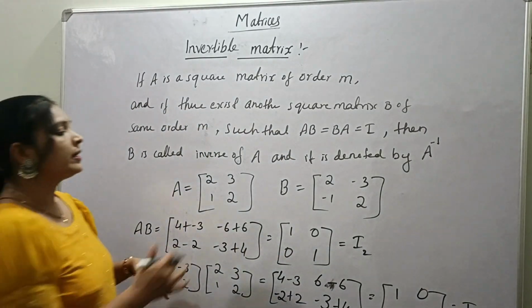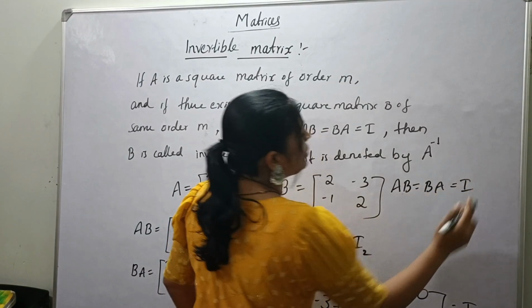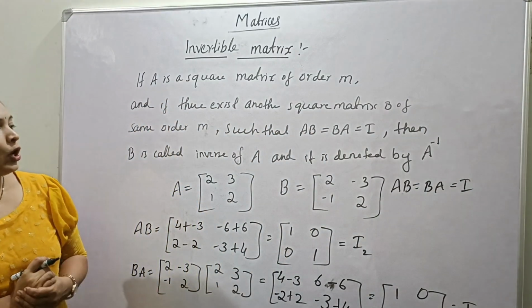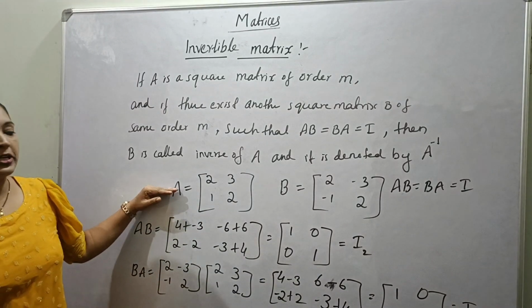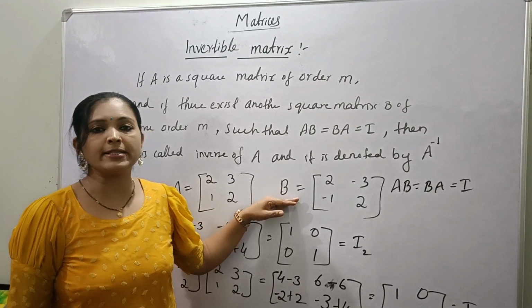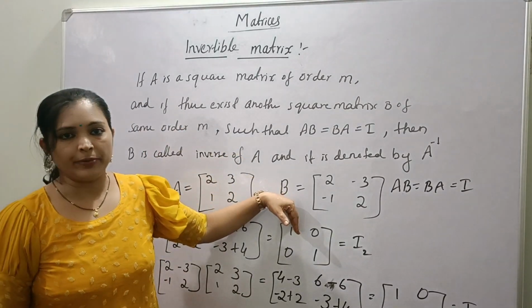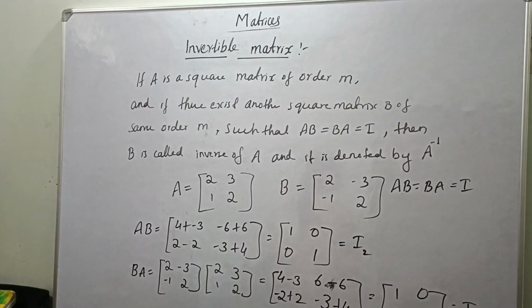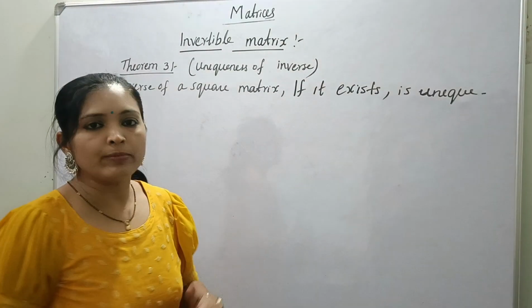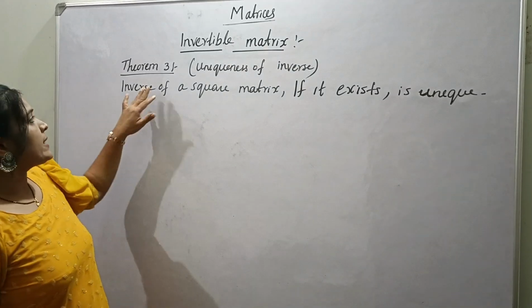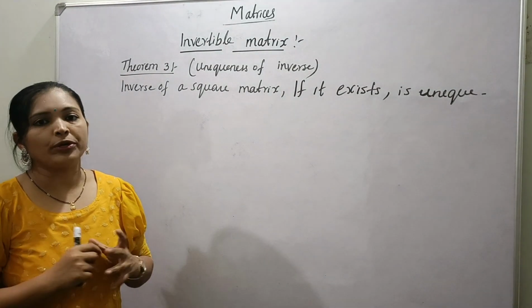So here we have got AB is equal to BA is equal to an identity matrix I. So here we can say A is an invertible matrix, B is an invertible matrix, and B is the inverse of A, A is the inverse of B. Okay, now we will go through a theorem. Two more theorems we will study in this chapter. So next, third theorem. The theorem is uniqueness of inverse, very important.